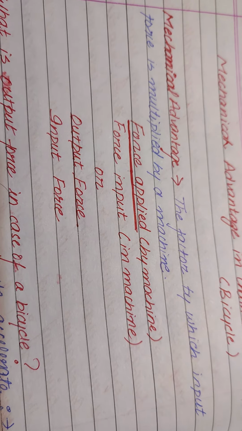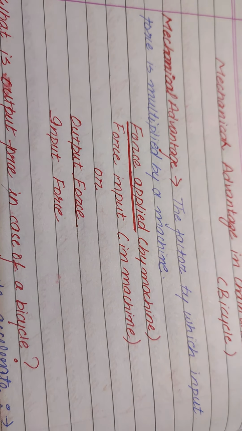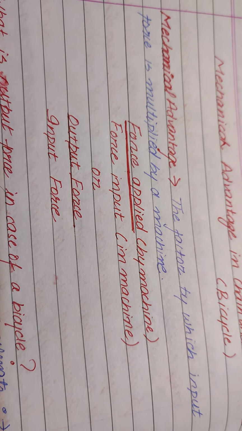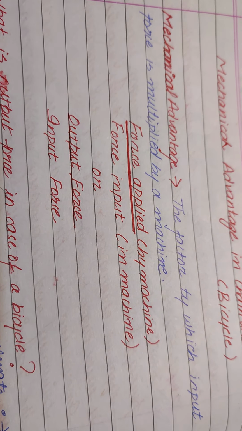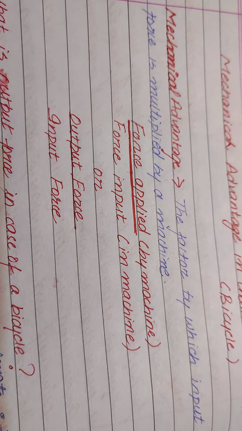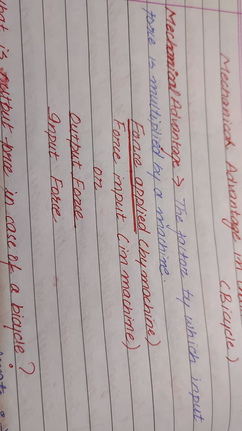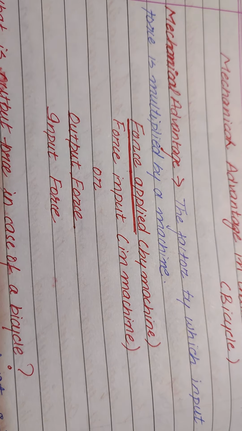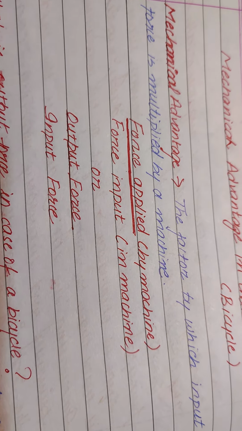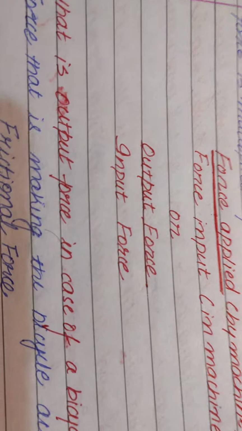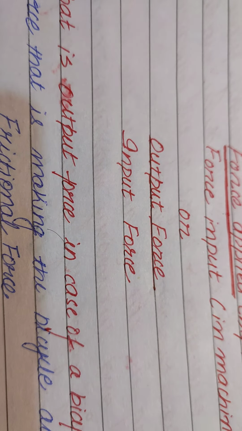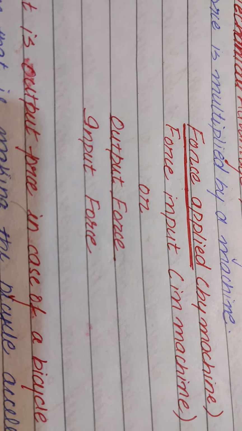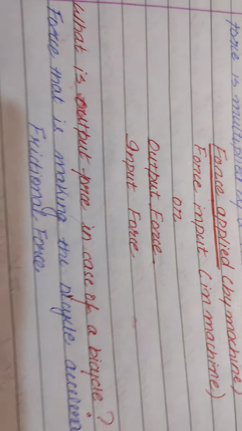So if you are applying a force F, and that becomes F multiplied by something, that factor is called mechanical advantage. Mathematically, it is the ratio of the force that is supplied by the machine and the force that is supplied into the machine, or output force upon input force. So mechanical advantage is very simple: output force upon input force.